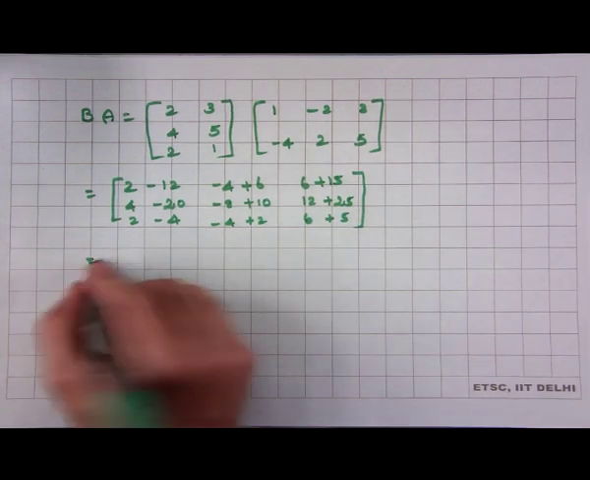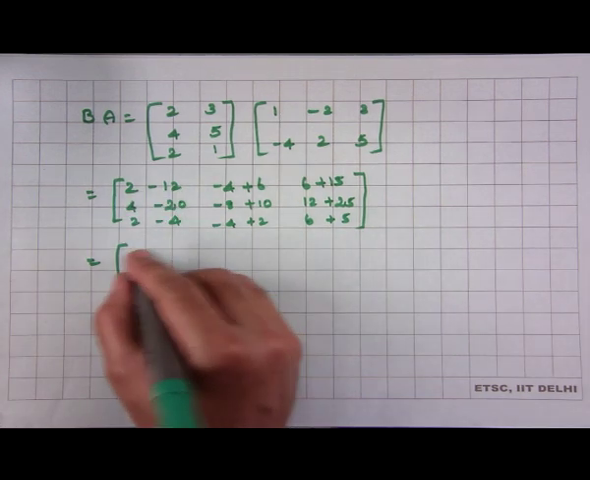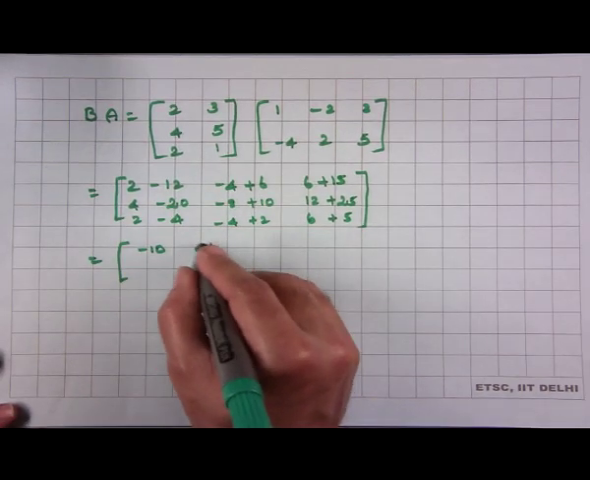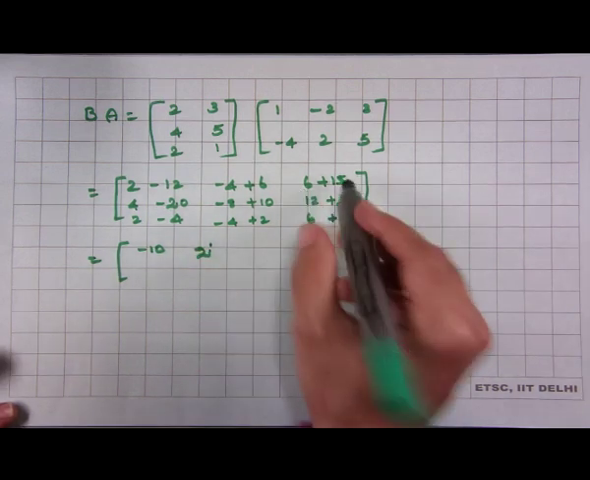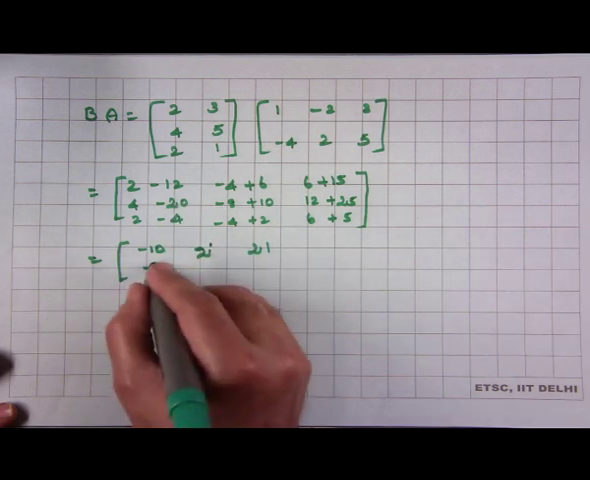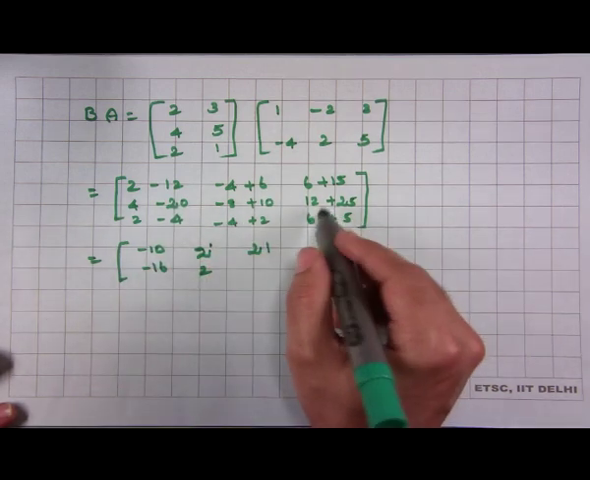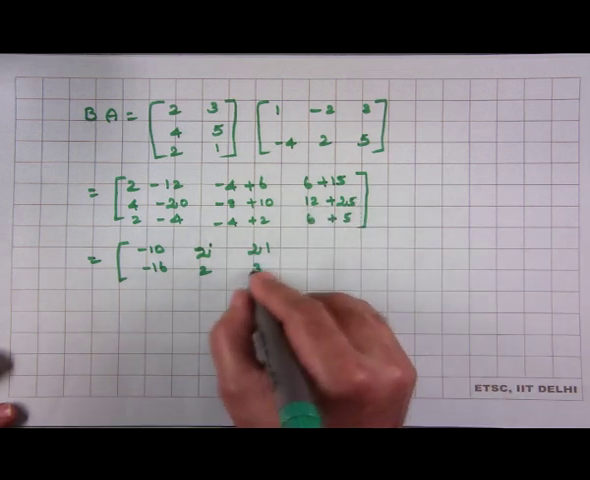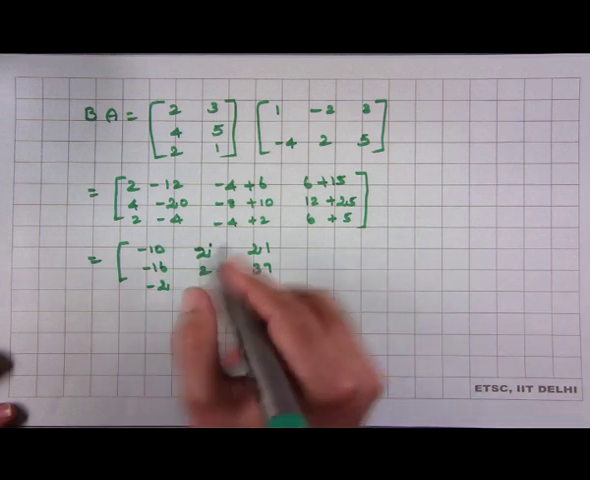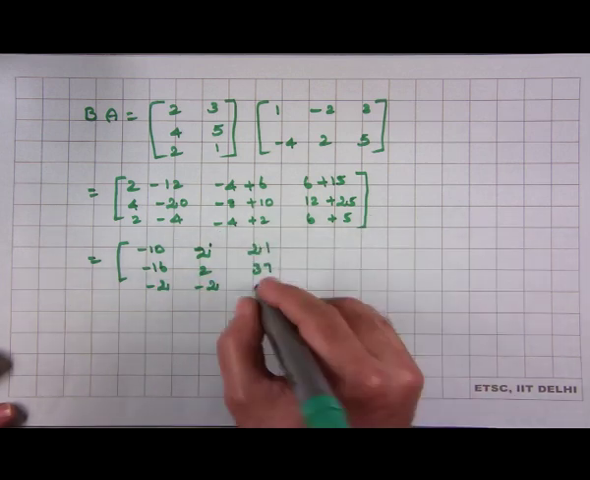The resulting matrix is 2 minus 12, which is minus 10, minus 4 plus 6, which is 2, 6 plus 15, which is 21, 4 minus 20, which is minus 16, minus 8 plus 10, which is 2, 12 plus 25, which is 37, 2 minus 4, which is minus 2, minus 4 plus 2, again minus 2, 6 plus 5, which is 11.